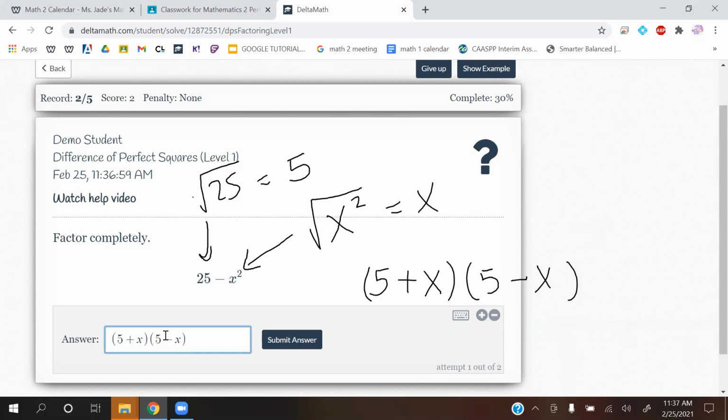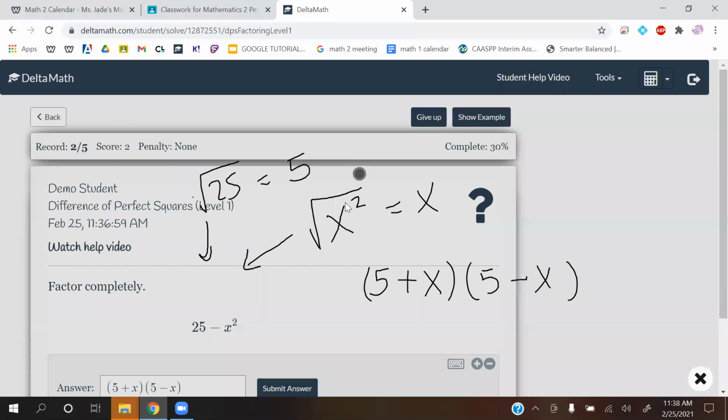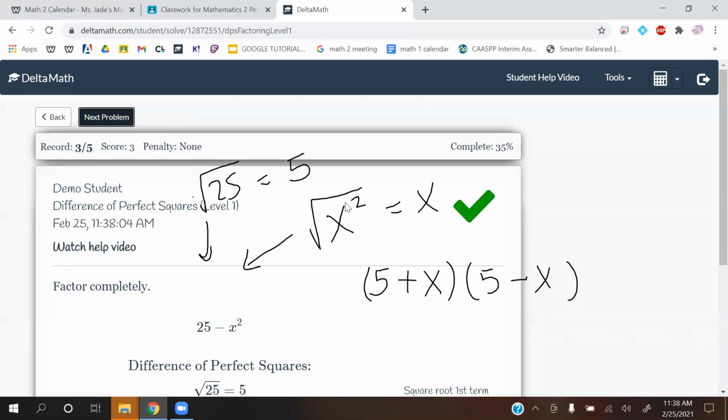Notice that x doesn't have to always be the first thing. The x can be the second thing, and that's allowed. Just letting you know. Okay, and I'm going to submit this one. Oh, this time it gave us the correct page. Okay, whatever. But the point is, you know that this one's correct.